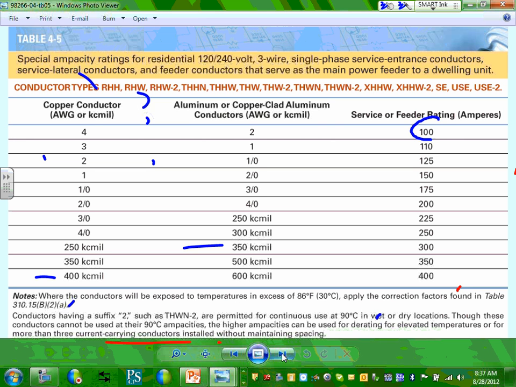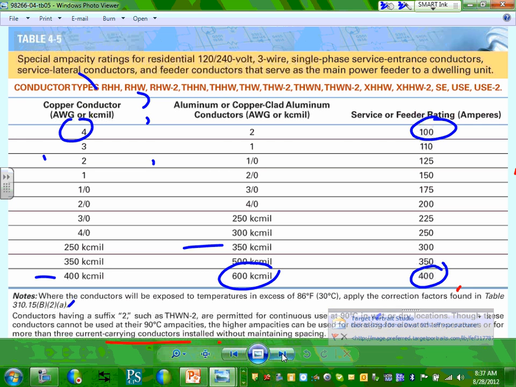So I have a 100 amp service that goes with number 4, right? And they're just leaving it. If I have a 400 amp service, I'm going to use aluminum. That will be 600 kcmil. Special table for residential. Special table for residential. Any comments, guys, about this? We looked at this one in the code yesterday. Special table.